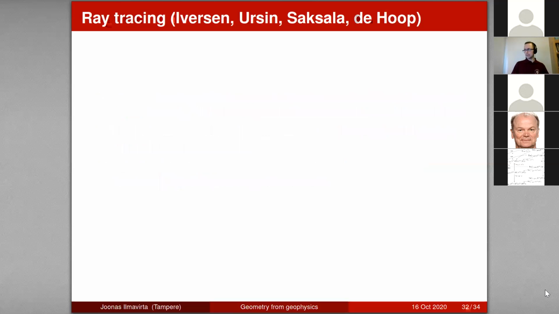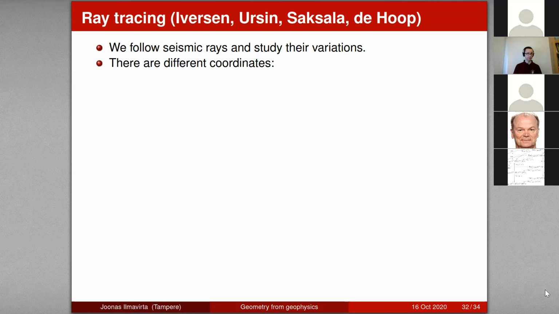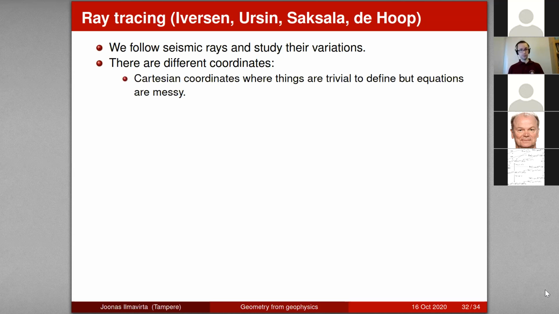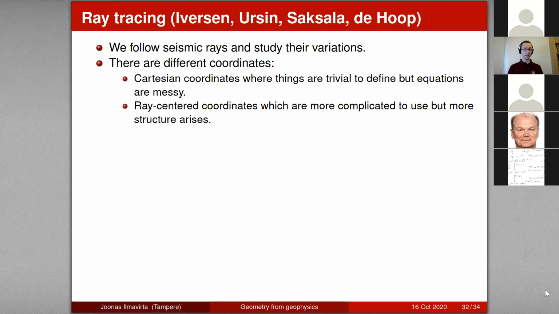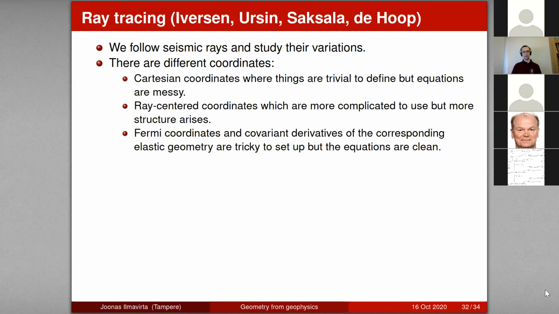Okay, and then finally a thing which is of a more geometric nature called ray tracing. You can follow seismic rays and you can study their variation, so study nearby seismic rays. And there are different coordinates you could use. There are Cartesian coordinates, which are easy to define, but the equations are rather horrible. Or there are so-called ray-centered coordinates, which are more complicated to use, but they give more structure. And if you go even further, take this geometric picture and use the Fermi coordinates that come there and replace the coordinate derivatives with so-called covariant derivatives, then there's a lot of work to set it up, but once you do it, the equations are clean.